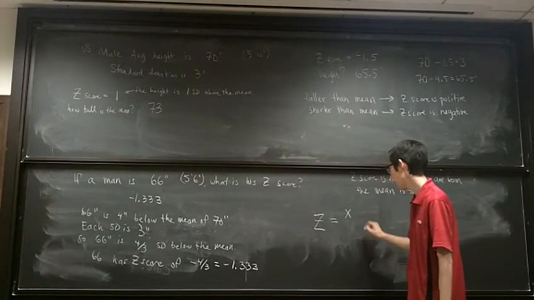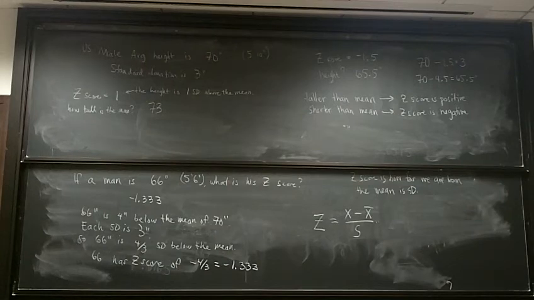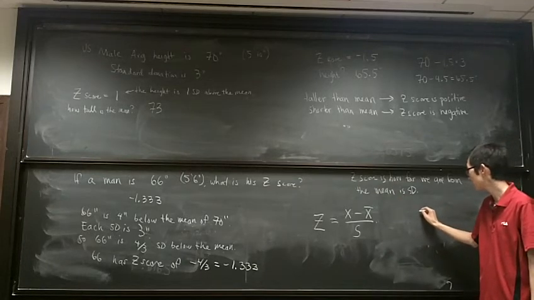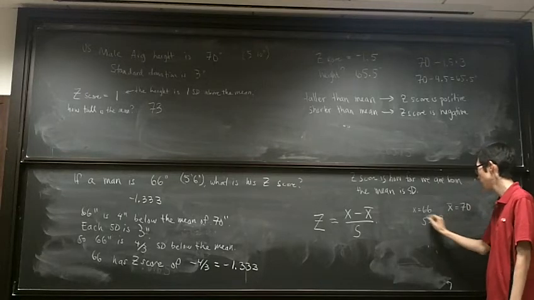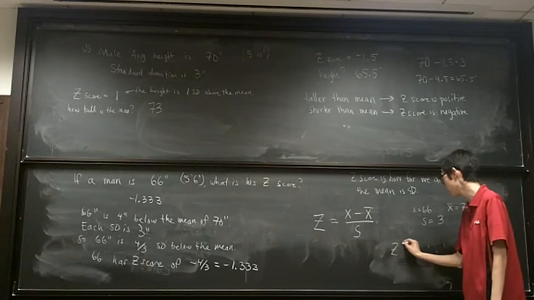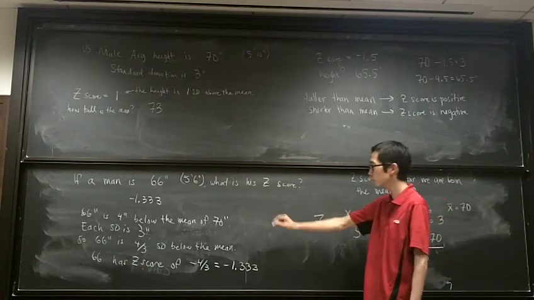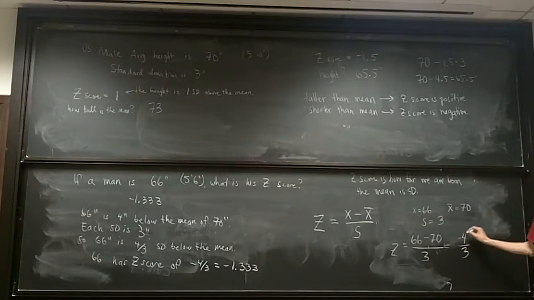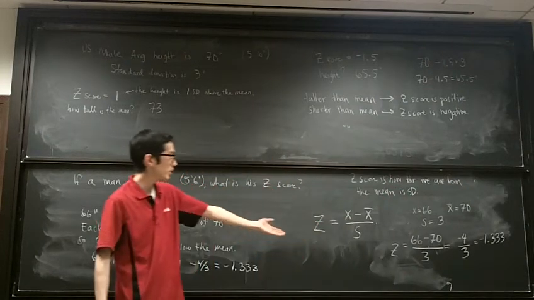The z-score is x, whatever number you have, minus the mean, x bar, divided by the standard deviation, s. And you can see that's exactly what we did here. If a man is 66 inches, the x is 66. My mean is 70 inches, and the standard deviation is 3 inches. So if I plug that into my z-score, I get z is equal to 66 minus 70 divided by 3. And that's all we did. 66 is 4 inches below the mean of 70, so 66 minus 70 gives negative 4. Each standard deviation is 3 inches, so negative 4 divided by 3 gives negative 1.333.